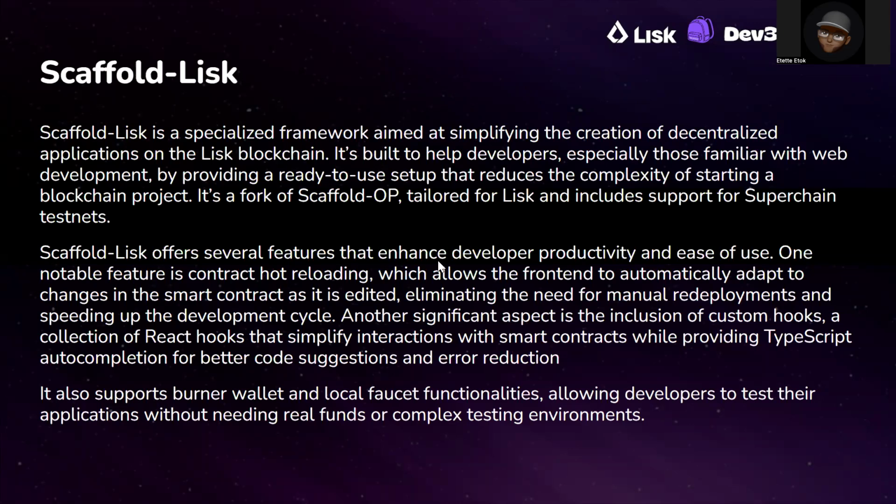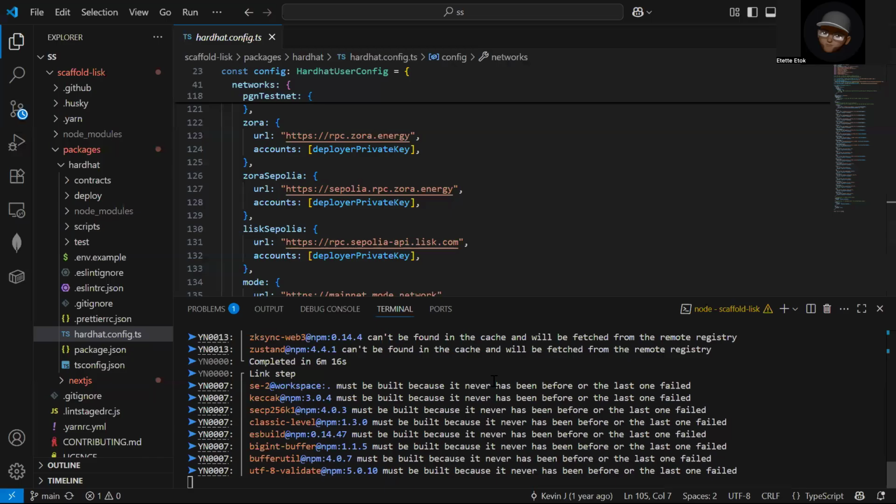So it supports burner wallets and local faucet functionalities, which means that it allows developers to build and test their applications without even spending maybe their test tokens and the rest, right?